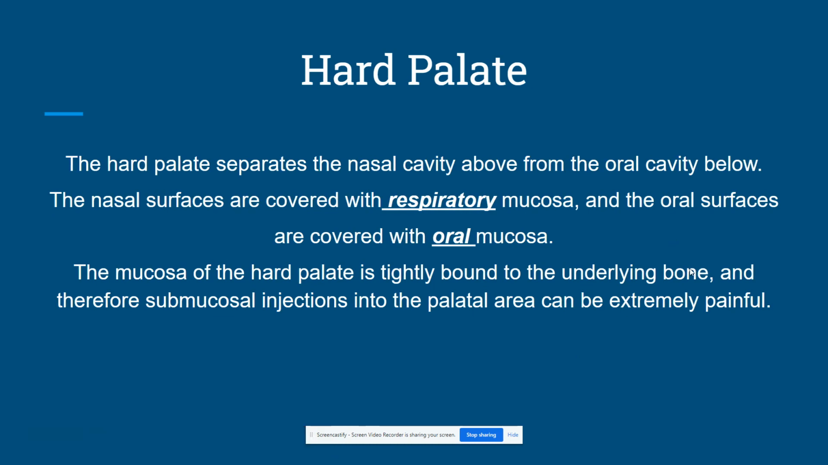Okay, so we have our hard palate. It separates the nasal cavity from the oral cavity. The nasal cavity has respiratory mucosa, and the oral cavity has oral mucosa. I just want to make sure you know the two different tissues here. The mucosa of the hard palate is bound to underlying bone, so when someone gets an injection in the palate, it's very painful, meaning that the bone is right there. There isn't any soft tissue for the fluid of the injection when it's being penetrated through the gingiva.